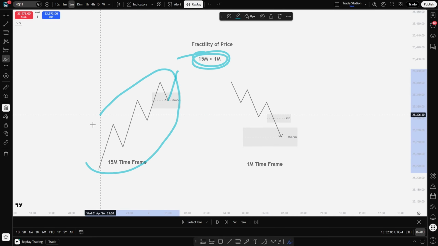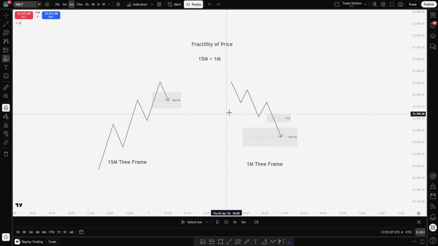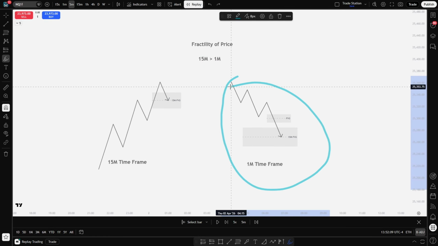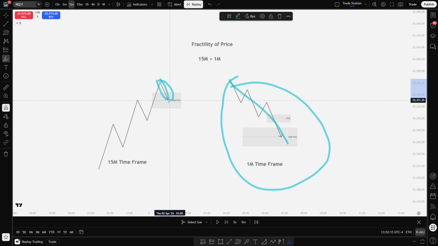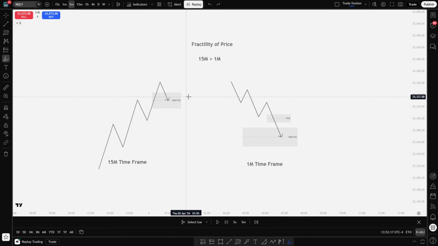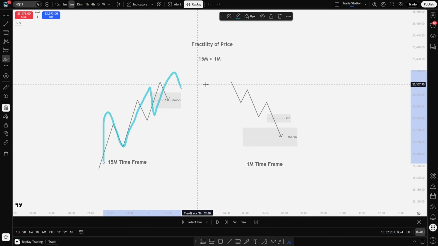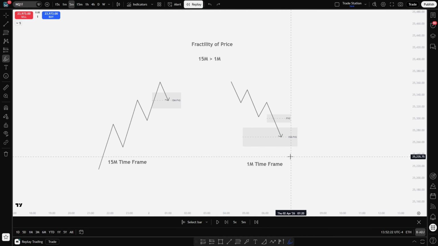This is the 15-minute time frame. So if you start to zoom in on the 1-minute time frame, it is this small price structure. This move down is this move down on the 15-minute. As I told you, price is fractal. What it will do on the higher time frame, it will also do on the lower time frame.